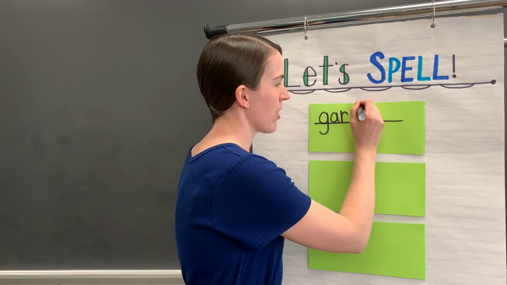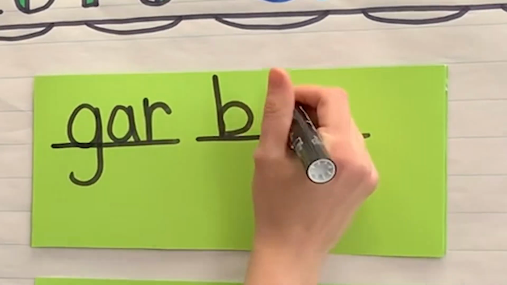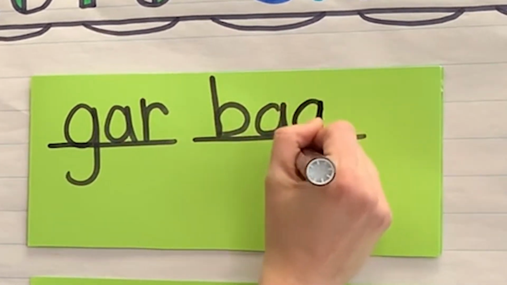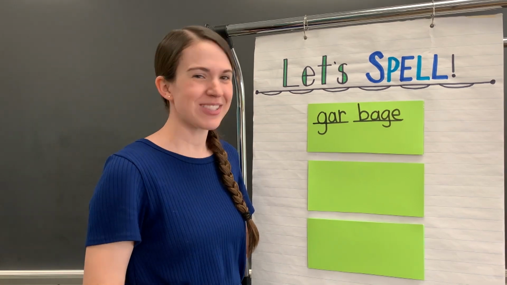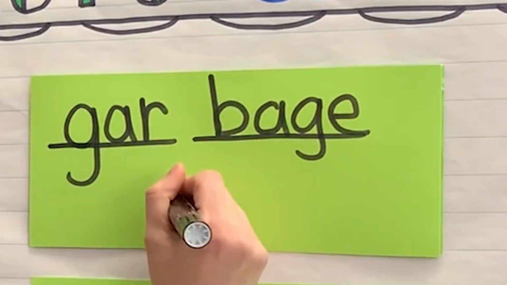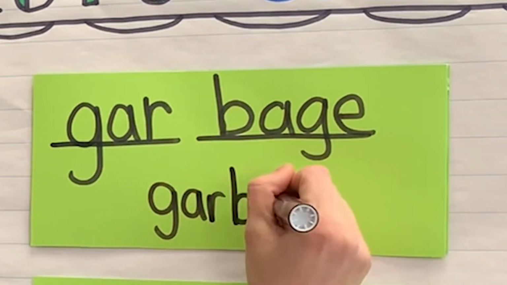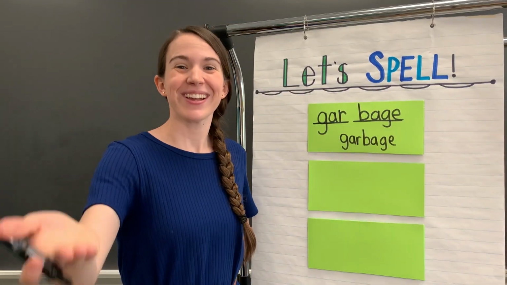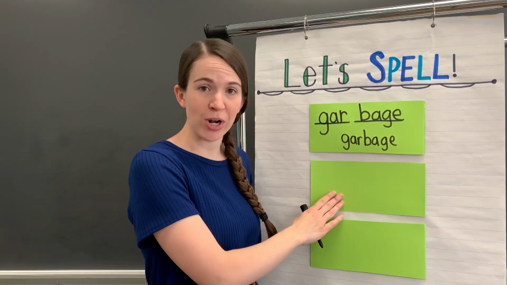First, let's start with b, and now let's add the age suffix. Do you remember how it's spelled? A-G-E. Now that we have both parts, let's put them together to make the whole word. Garbage. This is the word garbage. Great job. Let's try this again with the word shortage.